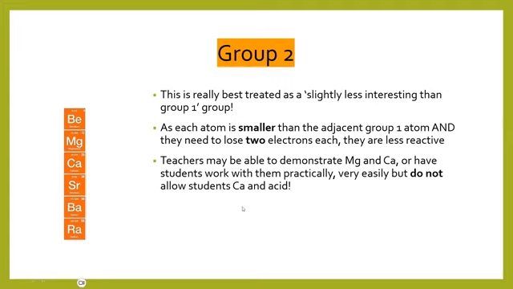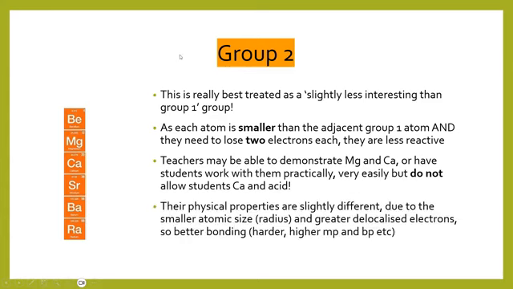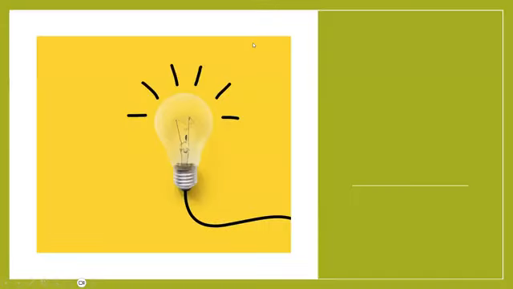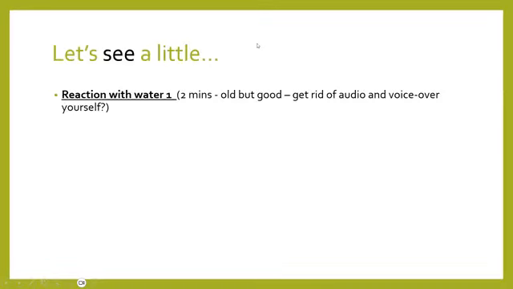Don't ever allow your calcium and acid to come together. So we've got slightly different physical properties because they're smaller atoms and they have better metallic bonding, so they're harder. It's very difficult to cut a piece of calcium. It's very, very easy to cut a piece of potassium or sodium. So there's quite a good set of reactions here.